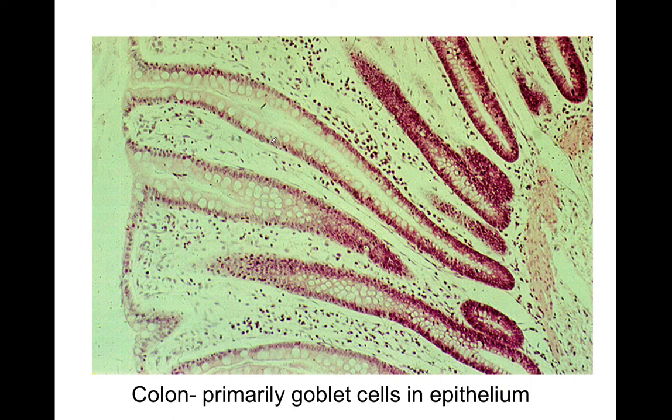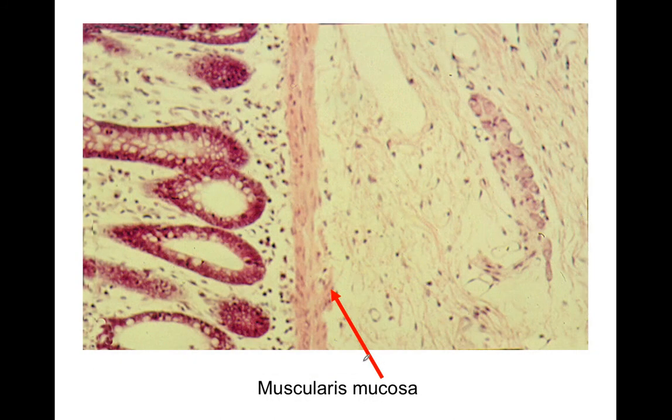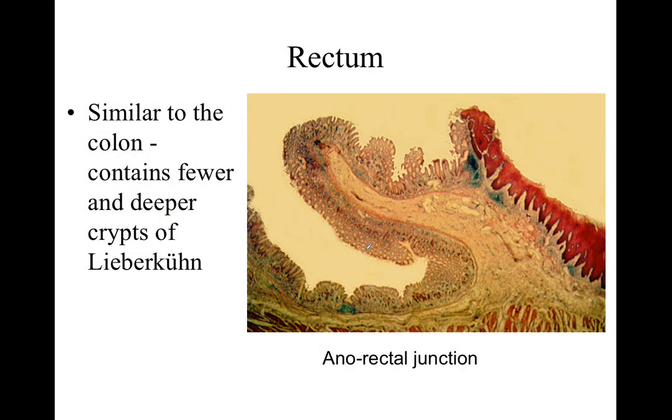Again, this is the epithelium, and all of these cells are the goblet cells. And between them, we have the lamina propria, and we have the muscularis mucosa. From this area here, we have the area of the mucosa, and just below it, we have the submucosa. We can see here the muscularis mucosa as it separates the mucosa and the submucosa.